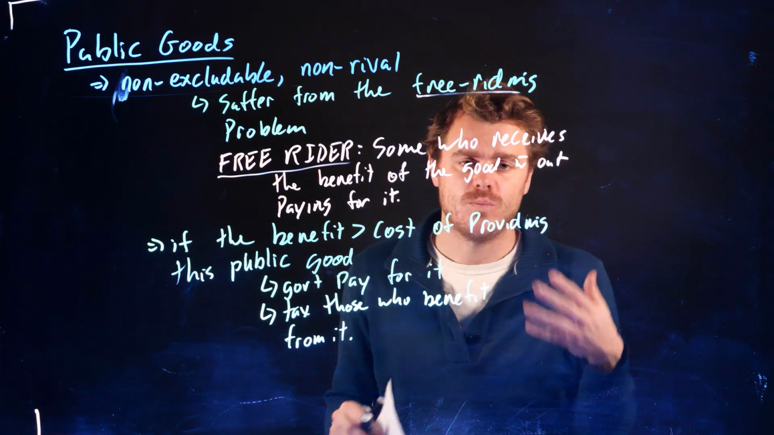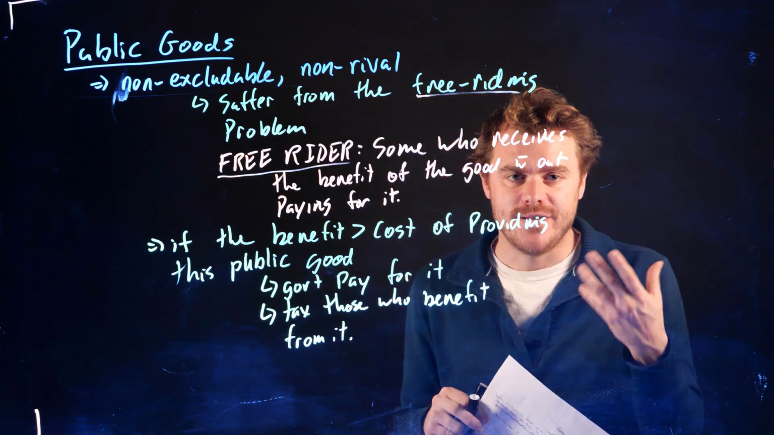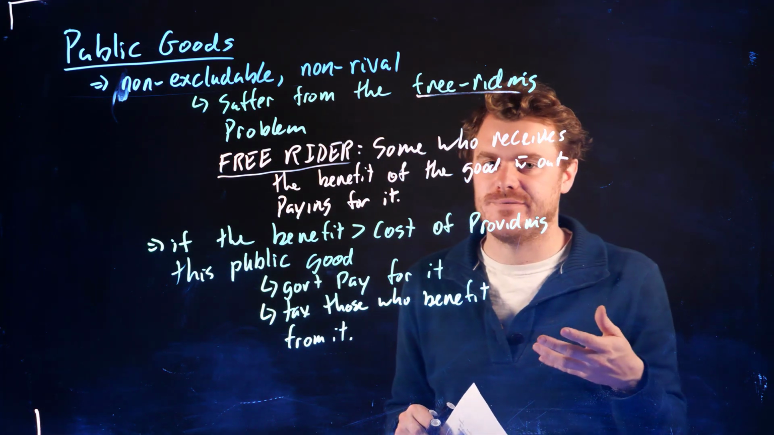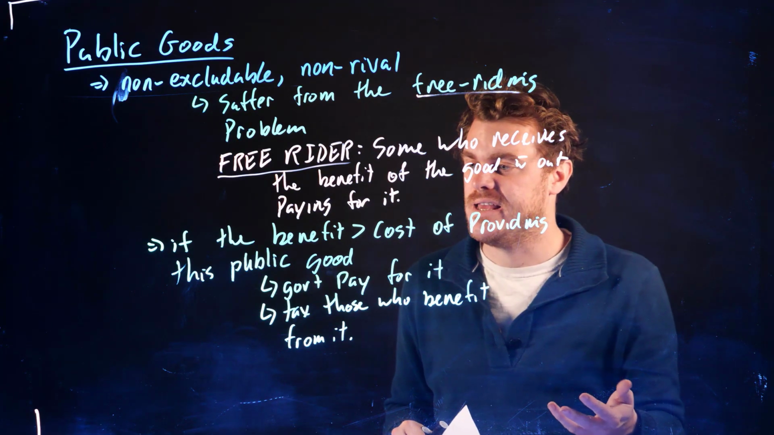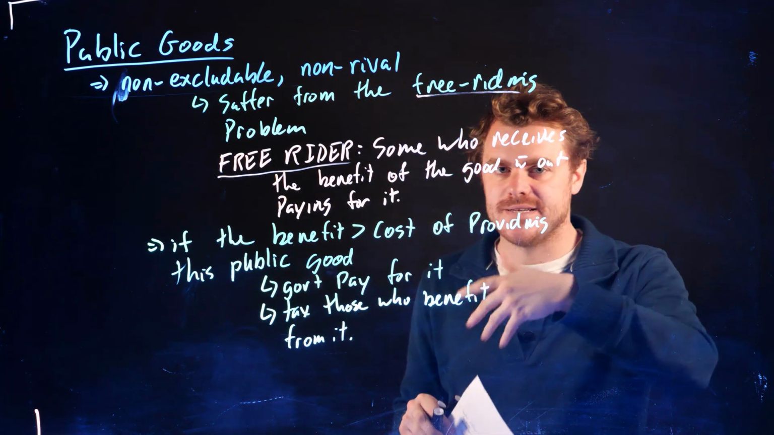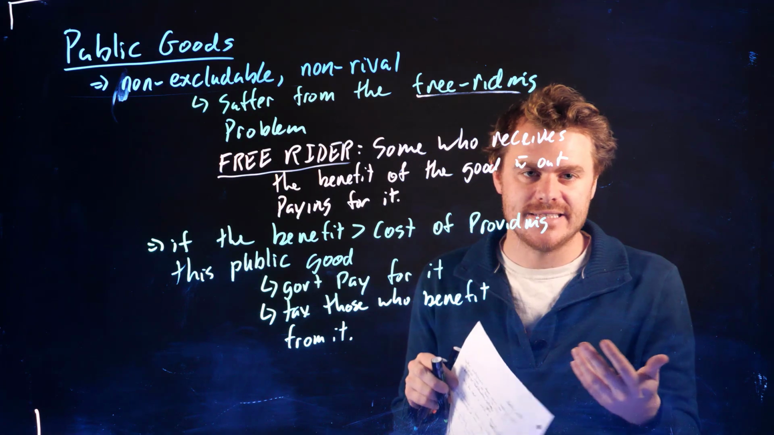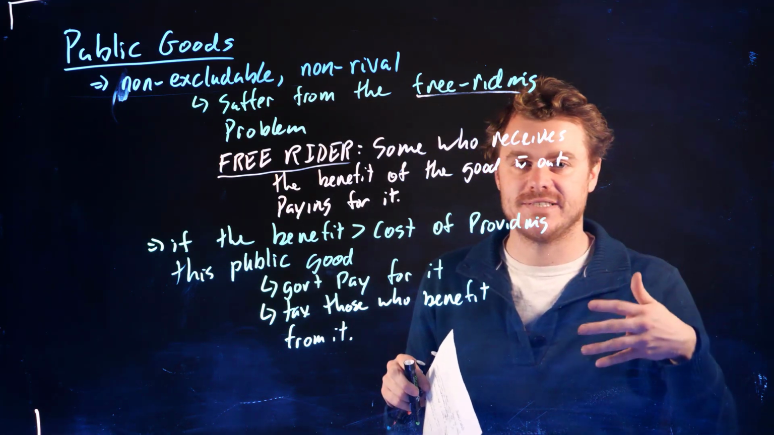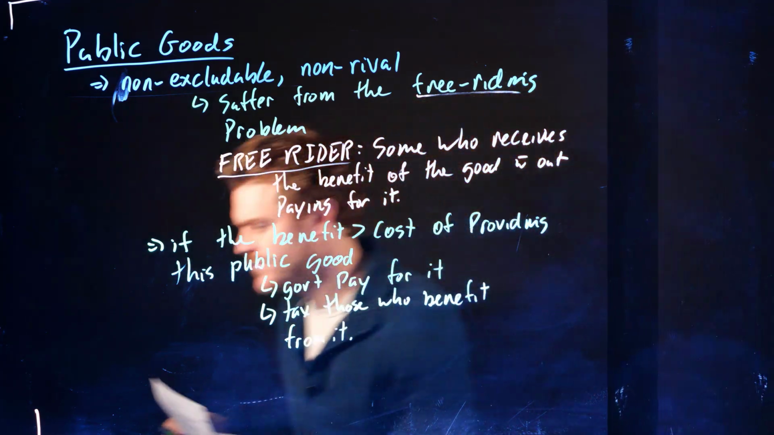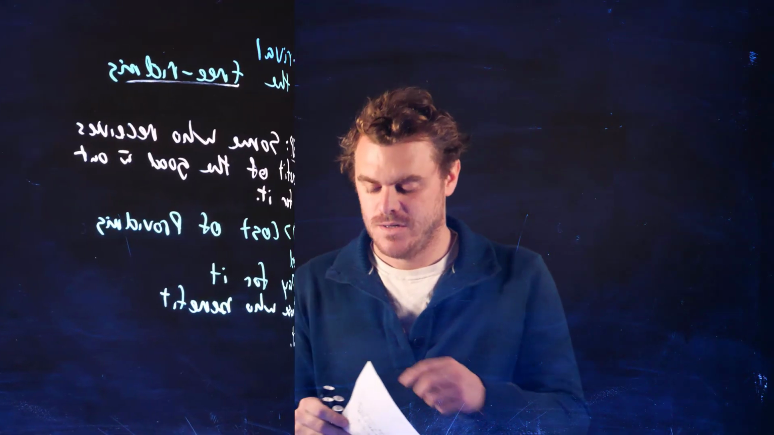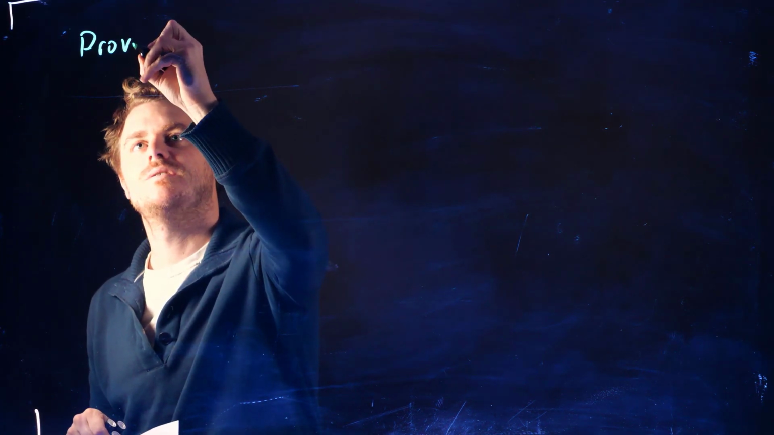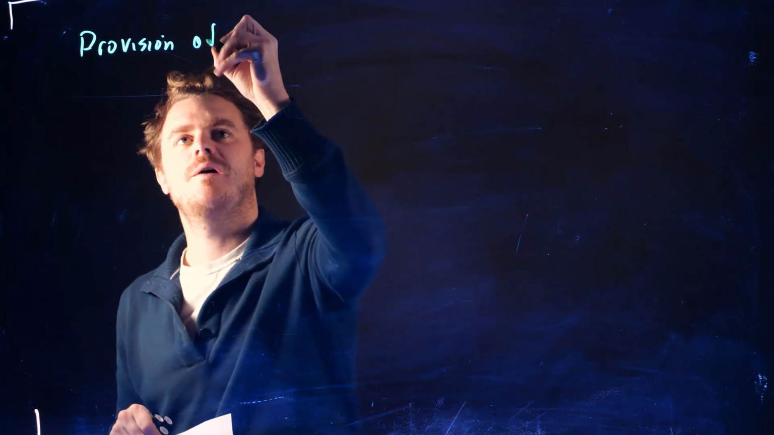Now we've got to figure out what determines the level or amount of this public good that we should have in our society. So let's erase this and talk about a diagram, and it ends up looking a little bit different from some of the supply and demand curves you might have seen before with private goods. So, the provision of public goods.